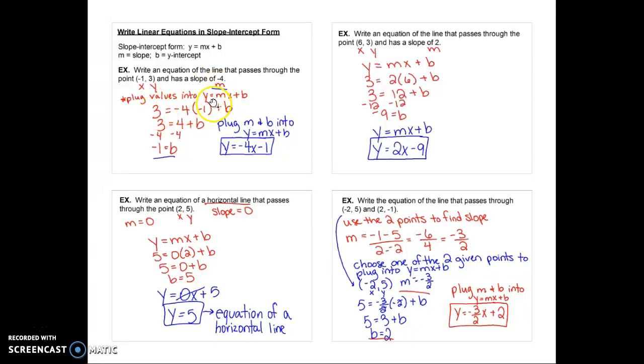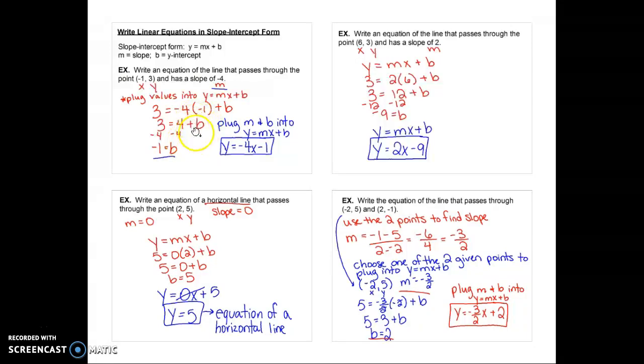Remember, your point is always x comma y, and your slope goes in for your m value. So if I use my equation y equals mx plus b, I've got 3 equals -4 times -1 plus b. So 3 was my y value, equals m of -4, your x value from your point was -1, and then plus b. Once you plug those values in, your goal here is to solve for b, your y-intercept, because it's the piece of information that you need to write your equation that you don't already have. So we have 3 equals -4 times -1, which becomes +4, and you bring down your plus b.